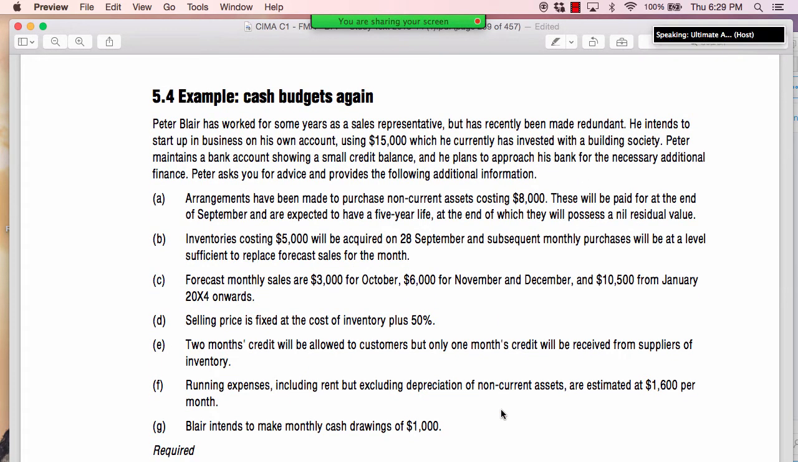Clear? So this is again a question on cash budgets, right? What I want you to do is, once I put up the cash budget questions, I want you to attempt these questions and upload them to a Dropbox. Are you able to do that? Do you guys have access to the Dropbox?